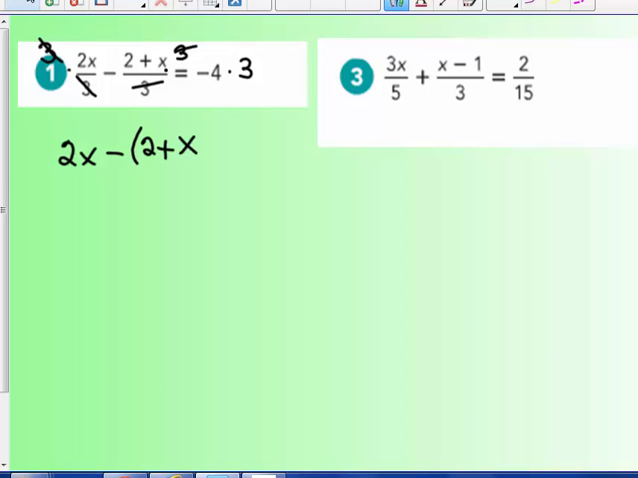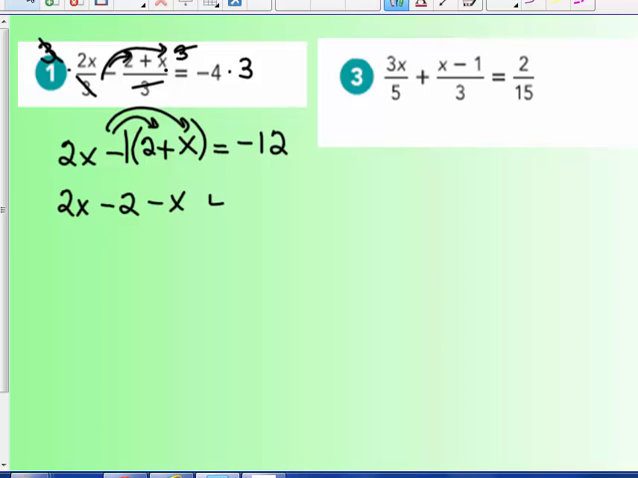2 plus x. No, it's not in parentheses, but I know I have to apply this negative to the 2 and the negative to the x. So I do put it in parentheses and distribute the negative. Negative 4 times 3 is negative 12 over in the right member. So distributing next, I'm going to get 2x, negative 1 times 2 is negative 2, negative 1 times x is negative x, equals negative 12.